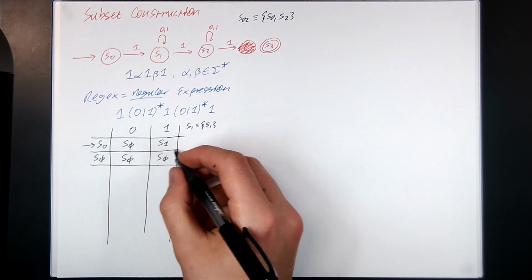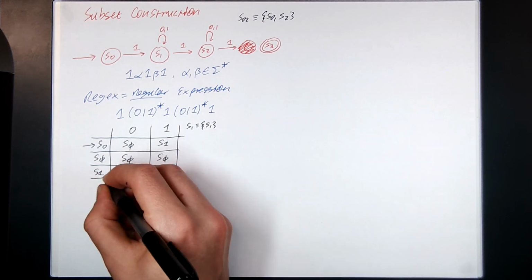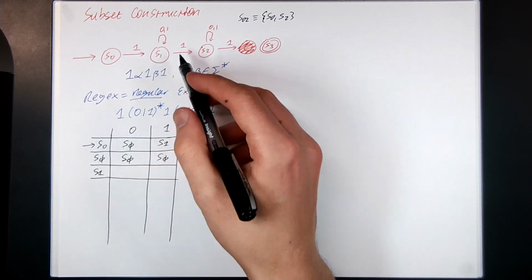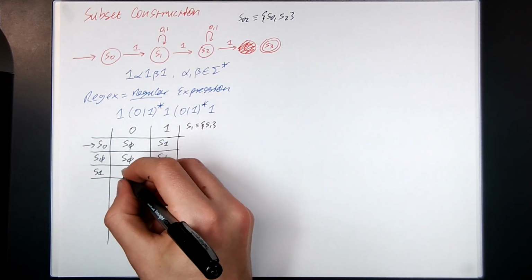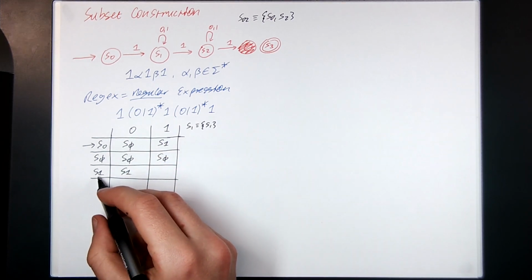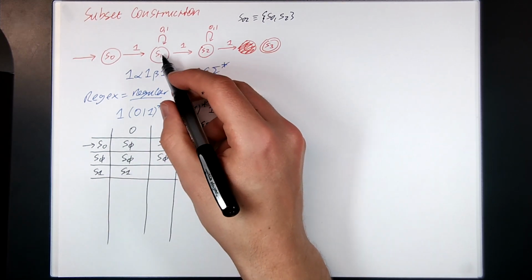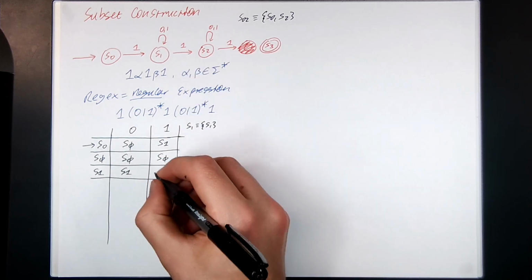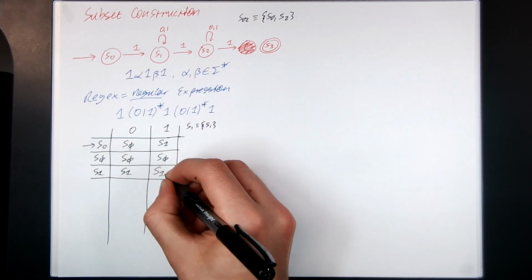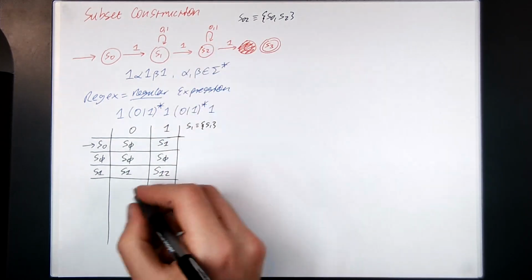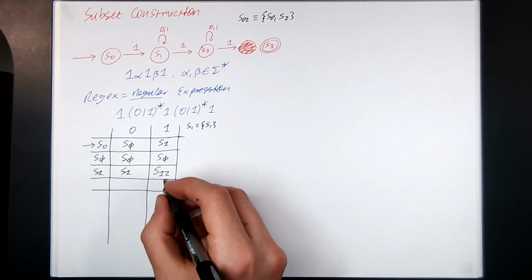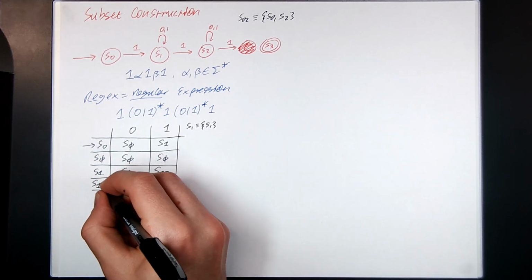I haven't explored S1, so we better explore that. If I'm in state 1 and I see a 0, I can only go back to S1. If I'm in S1 and I see a 1, there's two places I could go. I could go to S1 or I could go to S2. So I make a new state S12 representing both of these things. I've already explored S1, now I've got to explore S12.